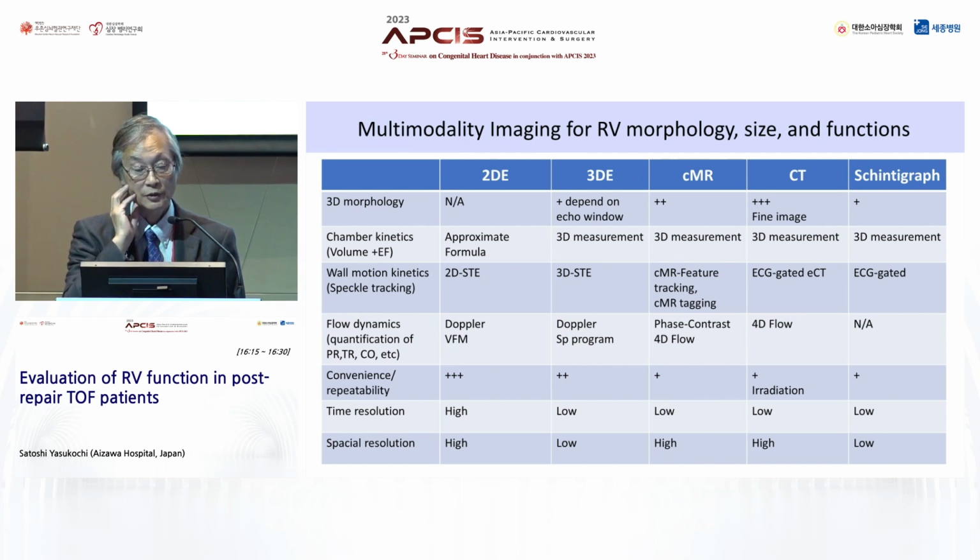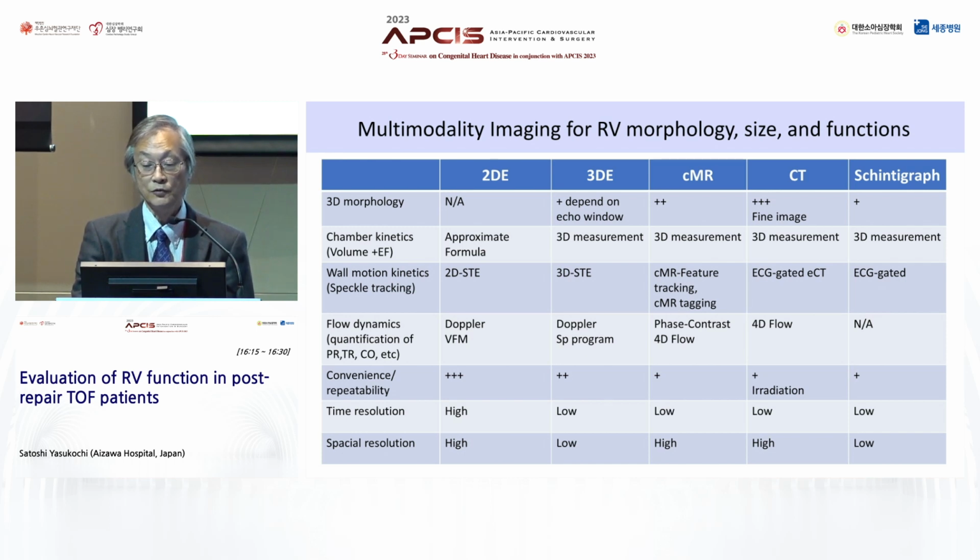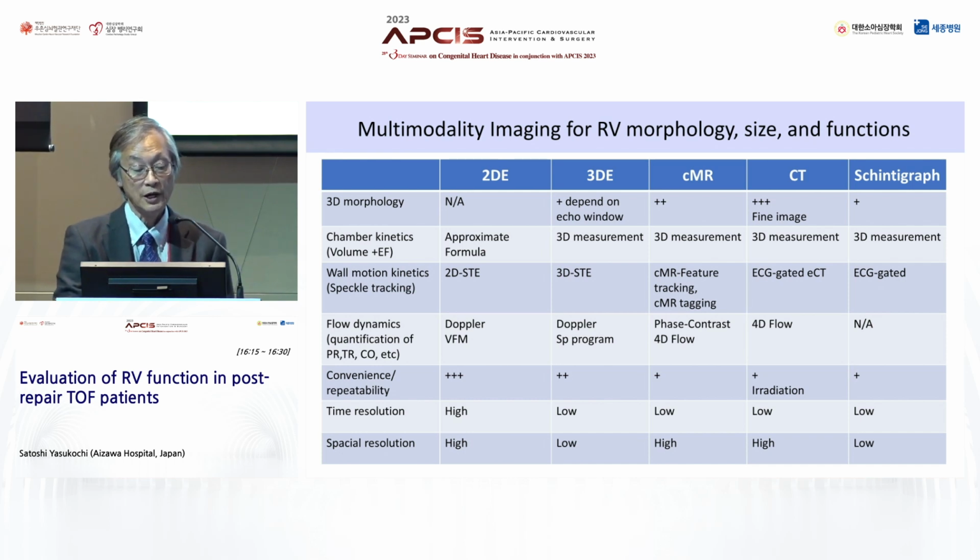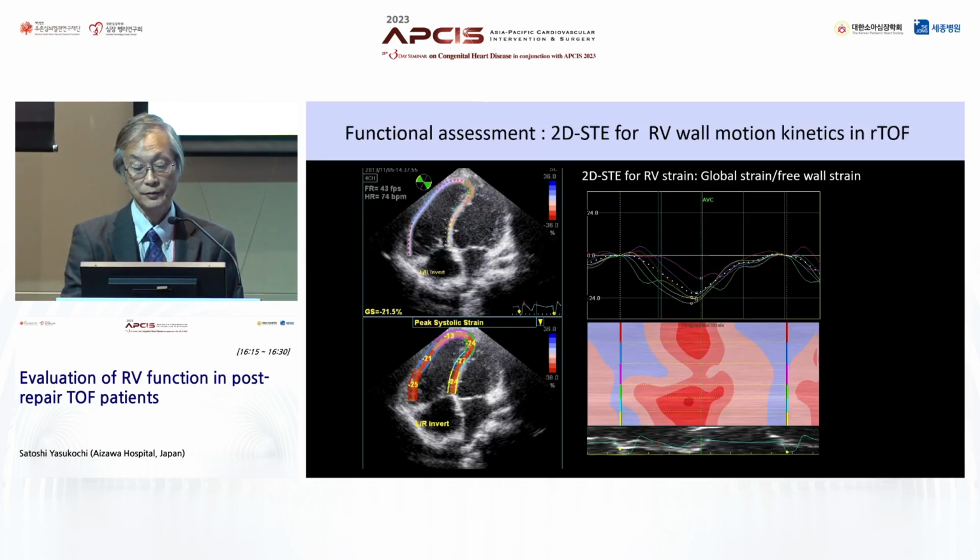To summarize the multimodality imaging, the strengths and weaknesses of the imaging for RV morphology, size and functions. 3D morphology was well depicted by CMR and CT, and relatively well by 3D echo. Chamber kinetics in 2D echo is approximated by formula, compared to direct measurement by 3D echo, CMR and CT. And wall motion kinetics in 2D echo has higher time and spatial resolution, while CMR and CT have higher spatial resolution but lower time resolution.